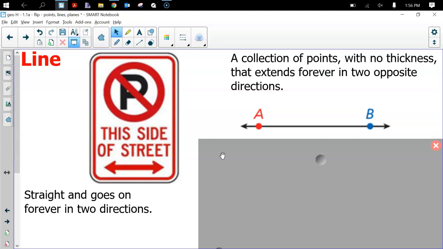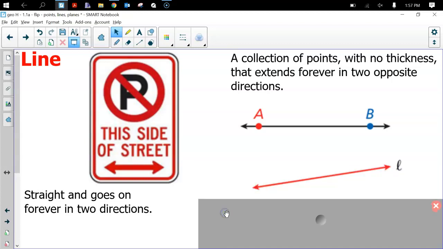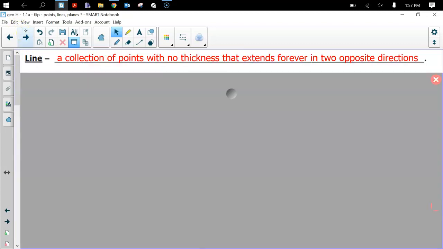But you have line AB could be represented that way. This would be called line L. We'll talk about the naming, but you should write down this official definition in your notes now. Feel free to pause when you need to do that. Also, if I talk too quickly, feel free to slow down the video.